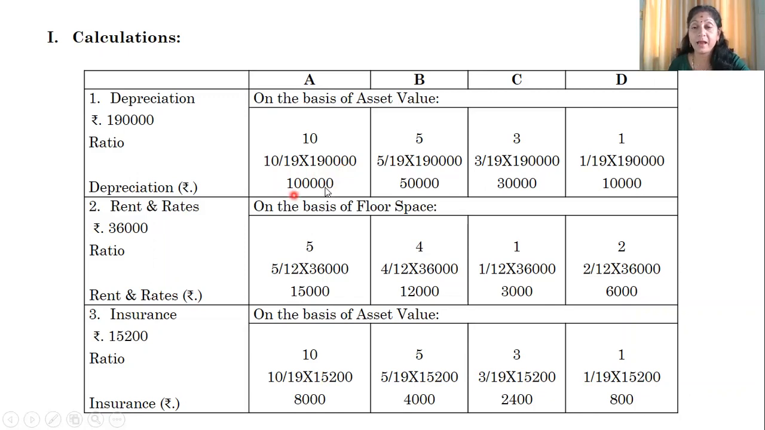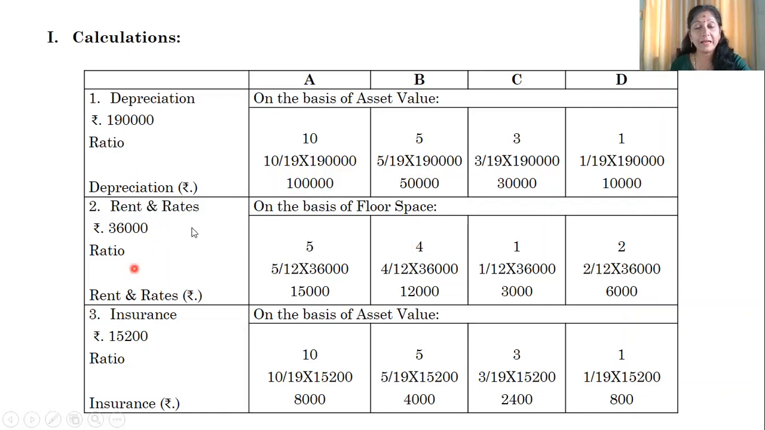We will get 1 lakh. Then 5 divided by 19 into 1,90,000, we will get 50,000. Then 3 divided by 19 into 1,90,000, we will get 30,000. 1 divided by 19 into 1,90,000, we will get 10,000.